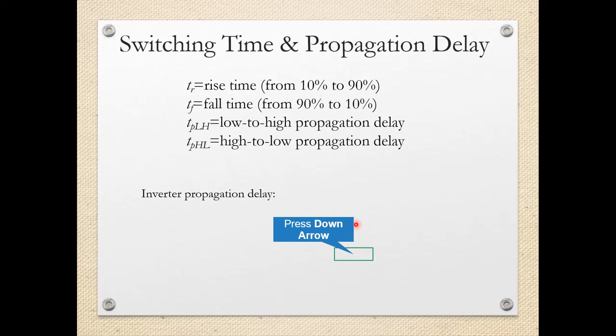So these are the four important parameters. TR, that is the rise time. So just now in those waveforms you have seen, it is the time required for the waveform to rise from 10% to 90% of its maximum value.